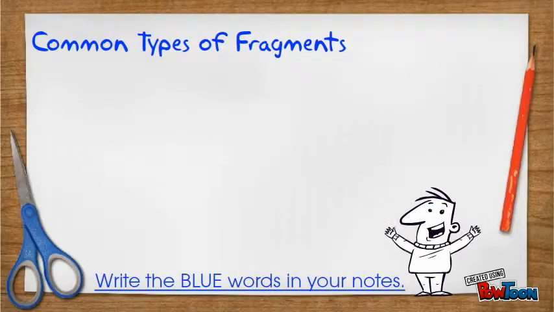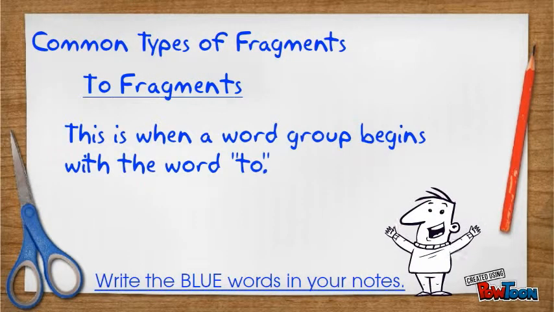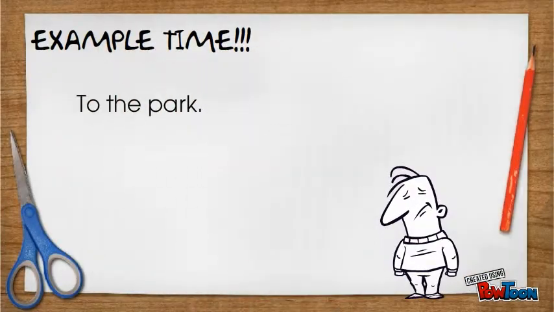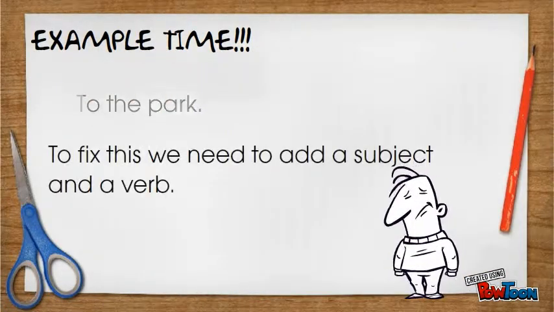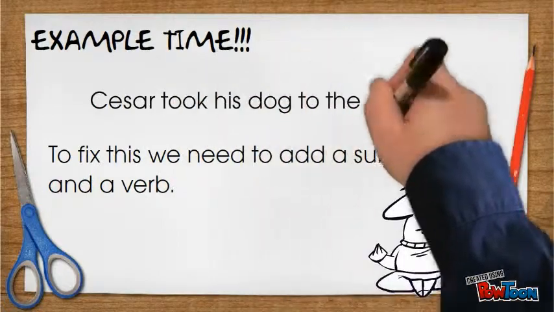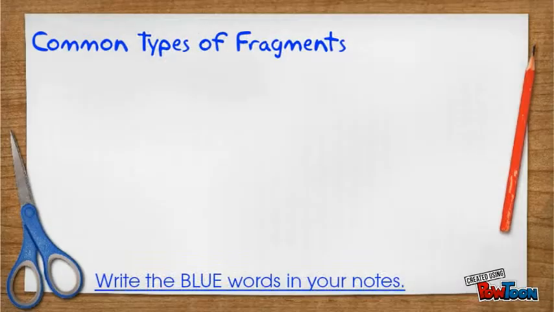There are also fragment errors called to fragments. This is when a word group begins with the word to. Example, to the park. How should we fix it? Caesar took his dog to the park.